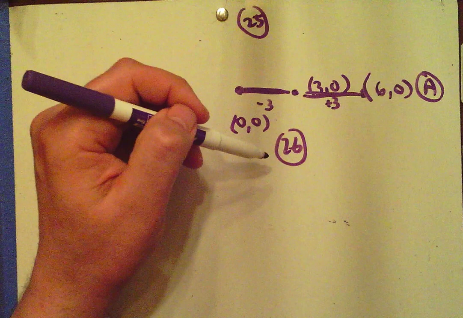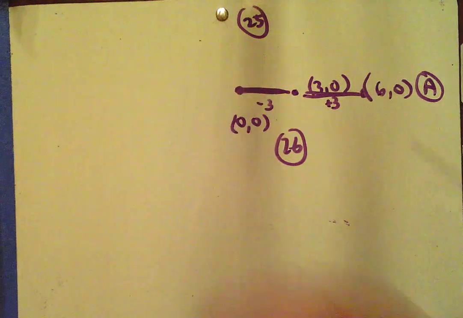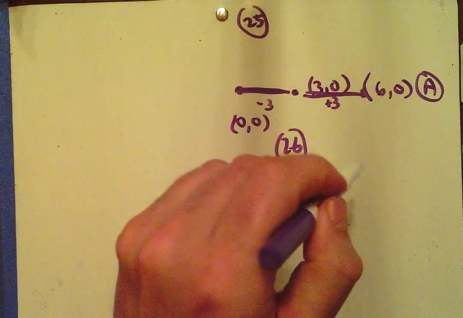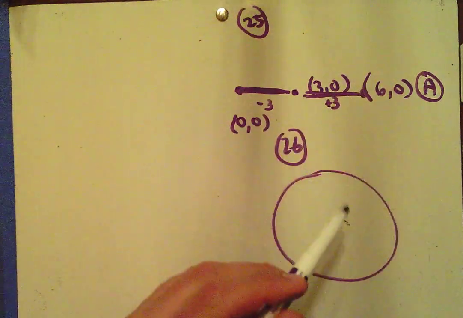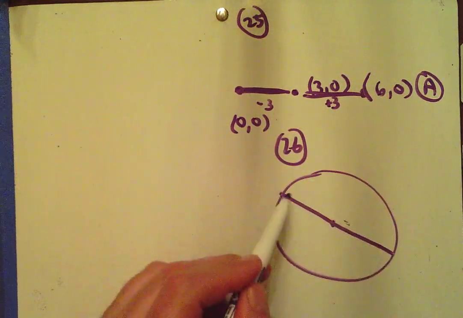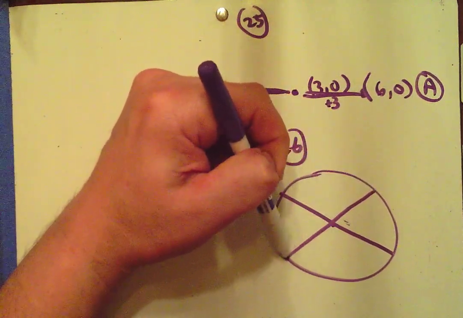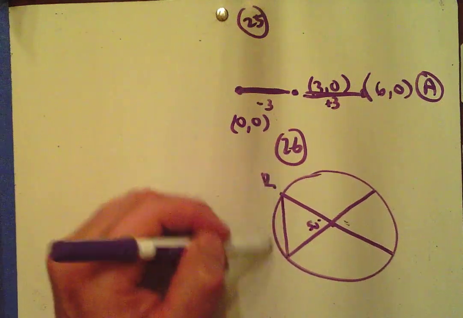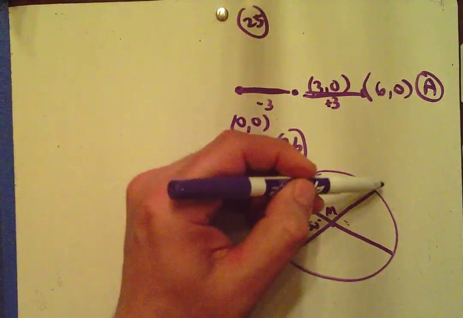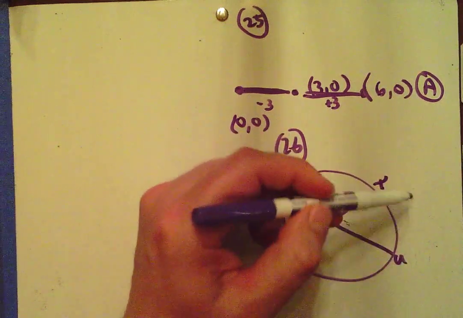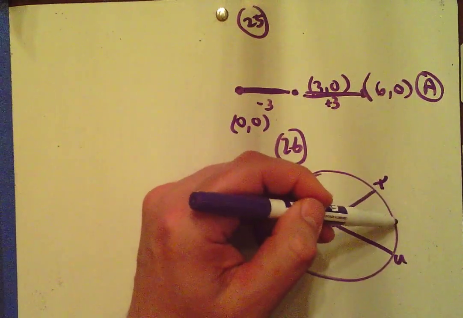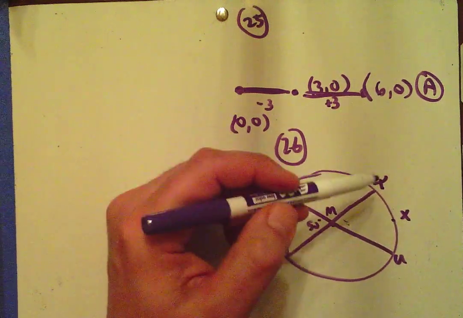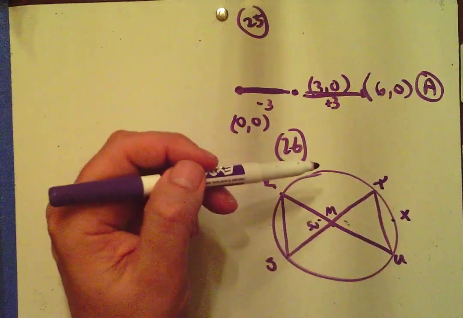26. Okay, in the circle, M is the center and lies on RU and ST. Which statement is not true? Well, this is asking us to remember a lot of our circle theorems from geometry. This is 50 degrees. This is R, S, M, T, U, and this is point X. Okay, so we've got this situation.